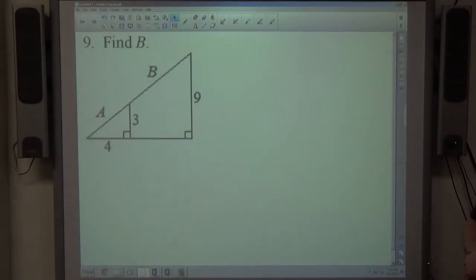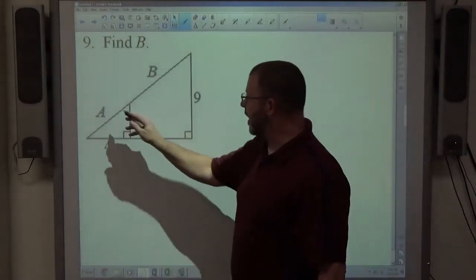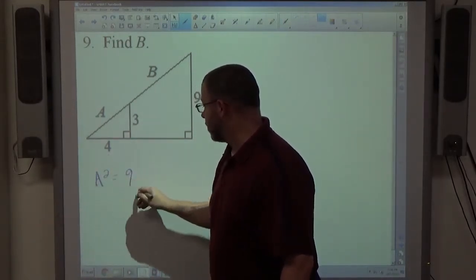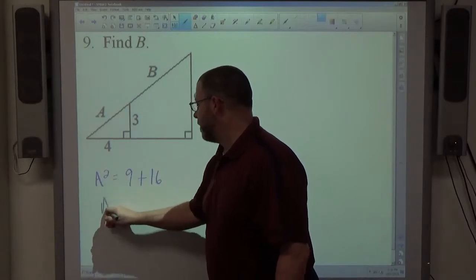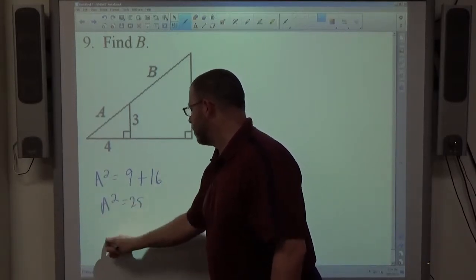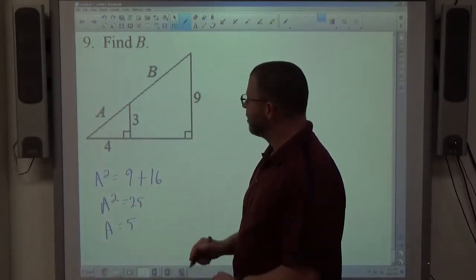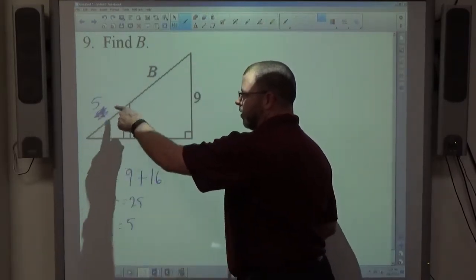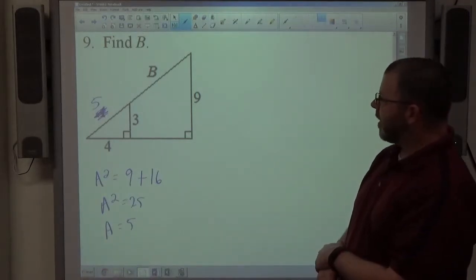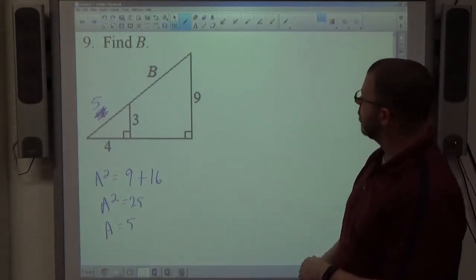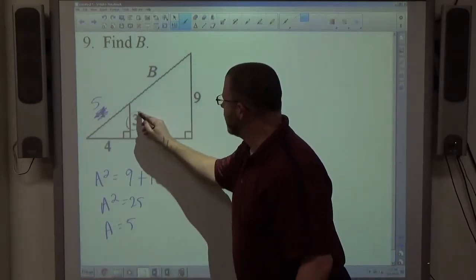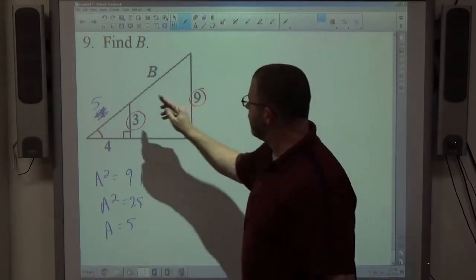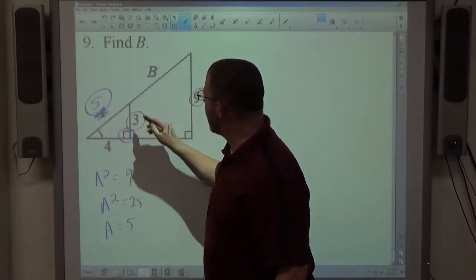Number 9, find B. Okay, first thing I want to do is find A. I know that a squared is equal to leg squared plus leg squared, so 9 plus 16. That means a squared is 25, so a is going to equal the square root of 25, which is 5. So right triangle's right there, Pythagorean theorem finds it for us. Our job is to find the length of B, and what I would do is use the fact that this side corresponds to this side because they're both opposite this equal angle. And of course, 5 is opposite the right angle.